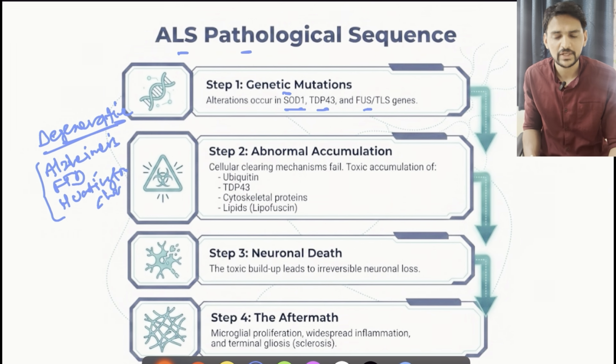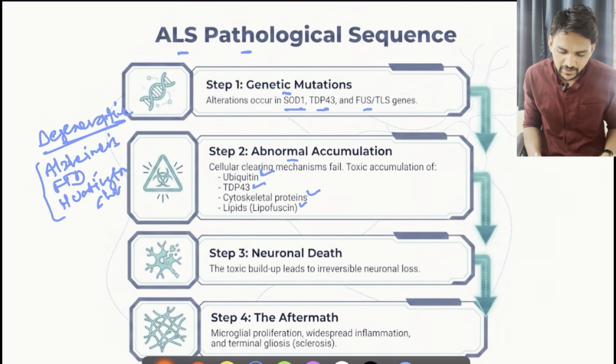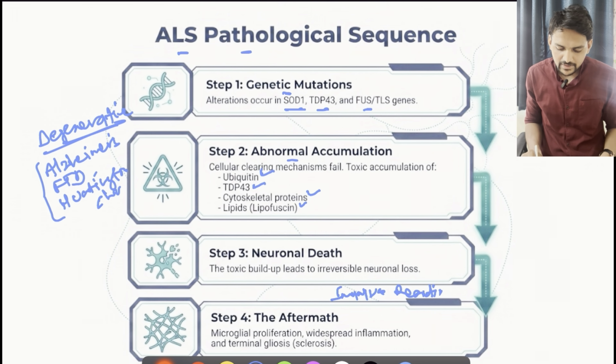These are some genes where mutations will happen, leading to formation of abnormal proteins, and they will start getting accumulated in the neurons. So what are these abnormal accumulations? Mainly ubiquitin, TDP43, cytoskeletal protein, and lipofuscin. So these are all getting accumulated, and these are toxic products, we can say, which will be damaging the neurons. How they will damage is, they will ignite immune reaction, or else they might just make the neuron hyperexcitatory. So excitation will increase oxidative stress. These mechanisms will lead to neuronal death.